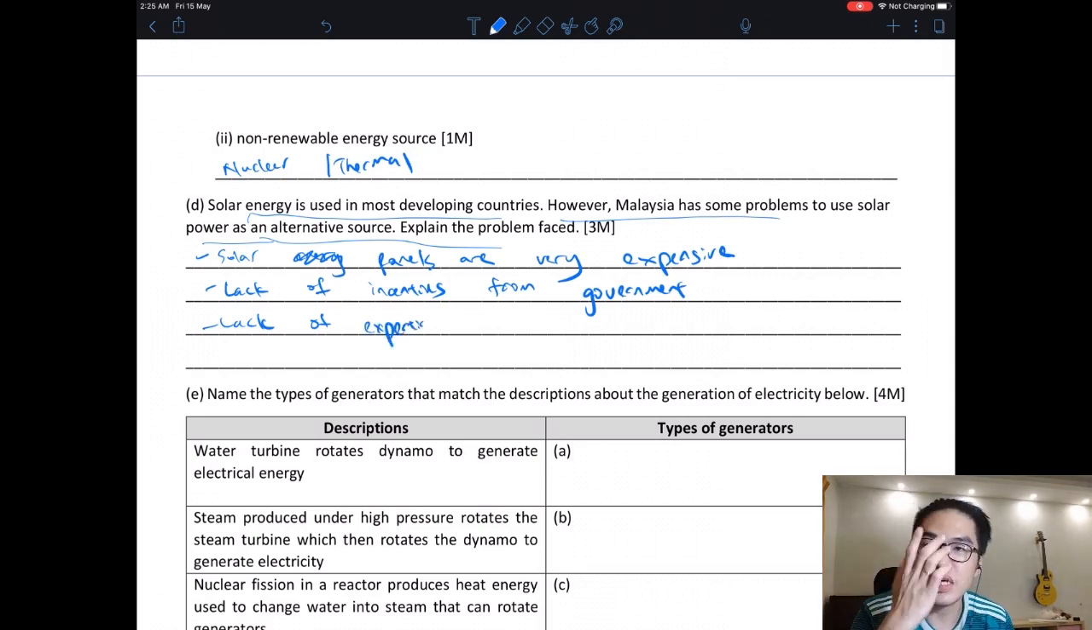Okay, my answer might not be the same as the answer scheme. This is my answer: lack of expertise in solar technology.